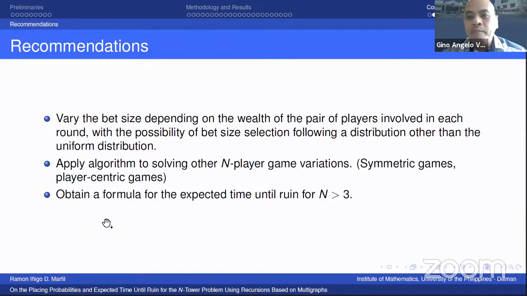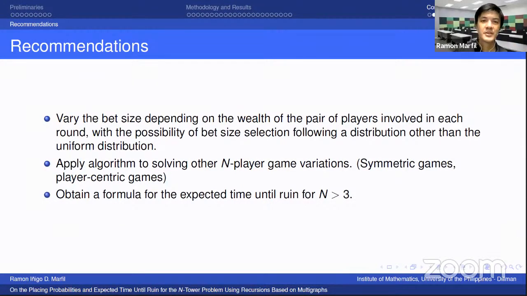So any questions here? Yeah, I have a question. Doon ba sa in the BRUS model, do they also give the same output na yung placing probabilities? Kasi I think you've only shown the comparison between the number of operations, right? But in terms of the output of the placing probabilities, are they the same?